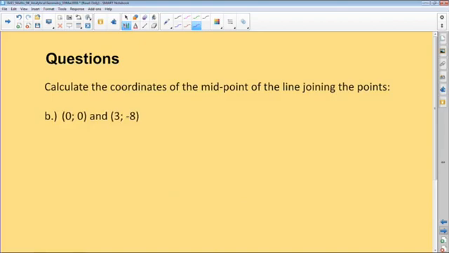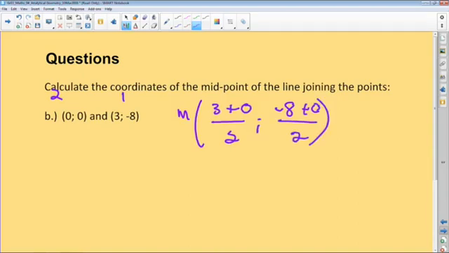Okay, so what's the point halfway between (0, 0) and (3, minus 8)? So you've got your M bracket. Let's say this is your 1 and that's your 2. So you've got 3 plus naught over 2, and minus 8 plus naught all over 2. So your M is 3 over 2 and negative 4. So the midpoint of (0, 0) and (3, minus 8) is (3 over 2, minus 4).